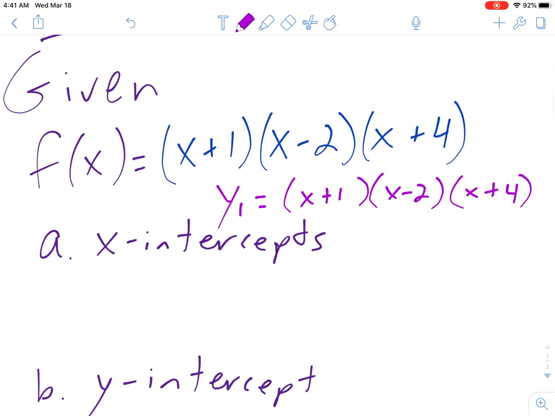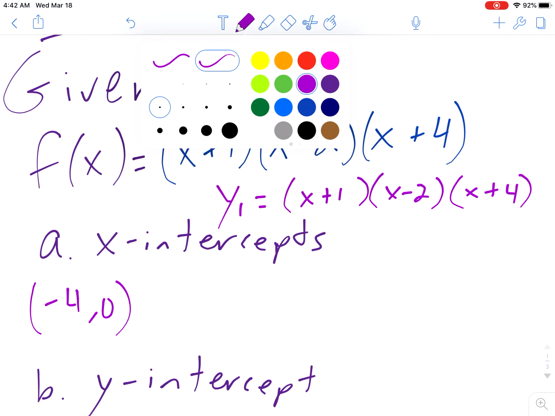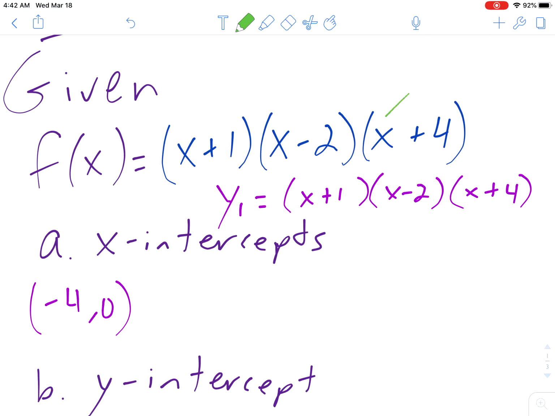The justification here is, again, it's from previous stuff. What would be the 0 of this factor? Well, if we put a -4 in there, we would get a 0. So that's why one of these x-intercepts is -4.